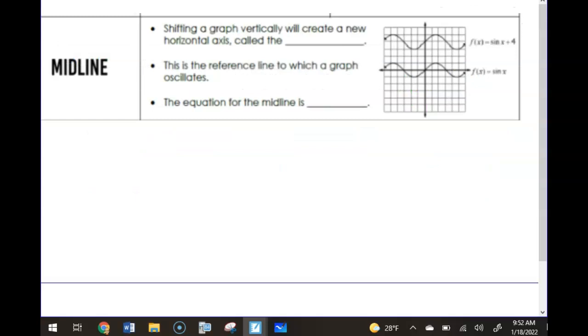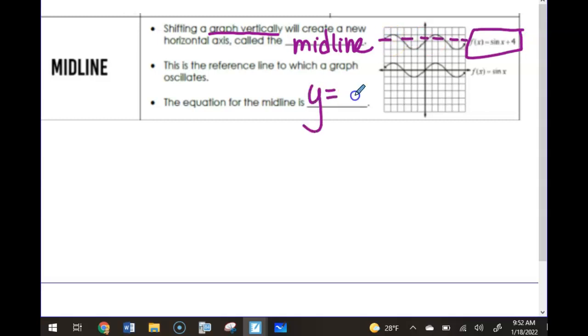But all that a vertical shift does, okay, as long as we're shifting just vertically, it'll create a new horizontal axis called the midline, a reference line to which the graph oscillates above and below. So shifting up 4 just makes the y equals 4, would be y equals k. Y equals 4 becomes the new midline.